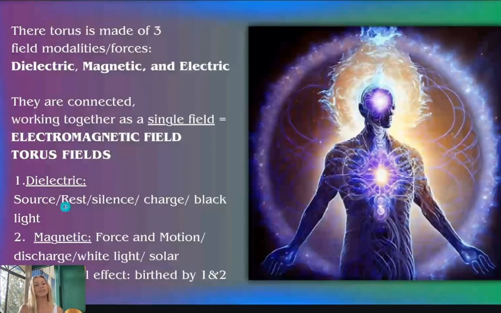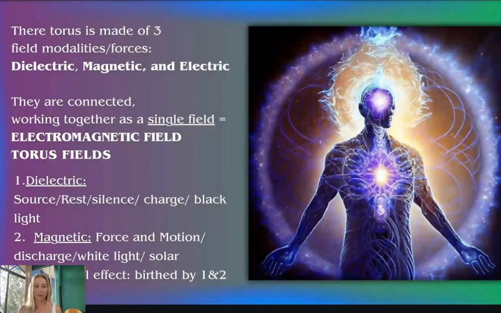So we're going to break down dielectric, magnetic, and electric. Within the dielectric is the source energy, people call it. You can call it the pleromic energy. You can call it infinity. But within that state is the rest state. It is the silence. Okay, it is known as black light.